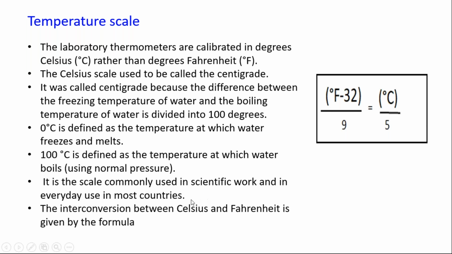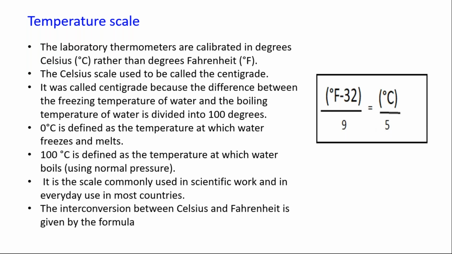It is a scale commonly used in scientific work and in everyday use in most countries. However, you can convert the Celsius to Fahrenheit by using this formula: (F minus 32) divided by 9 is equal to C by 5. You might have studied this in school. You must remember this formula if you are asked to convert Celsius into Fahrenheit or Fahrenheit into Celsius.